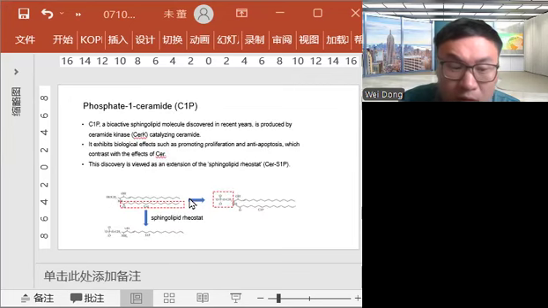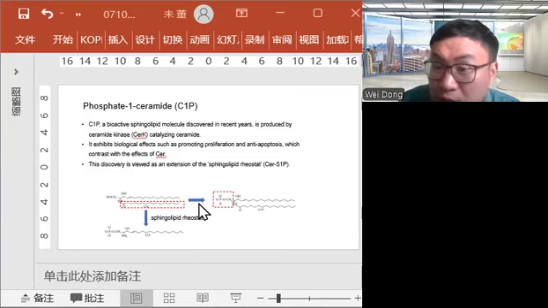Then we found that the enzyme ceramide kinase and C1P were upregulated in acute liver injury. C1P is produced by ceramide kinase, and it's similar to S1P. And it's viewed as an extension of the sphingolipid rheostat.